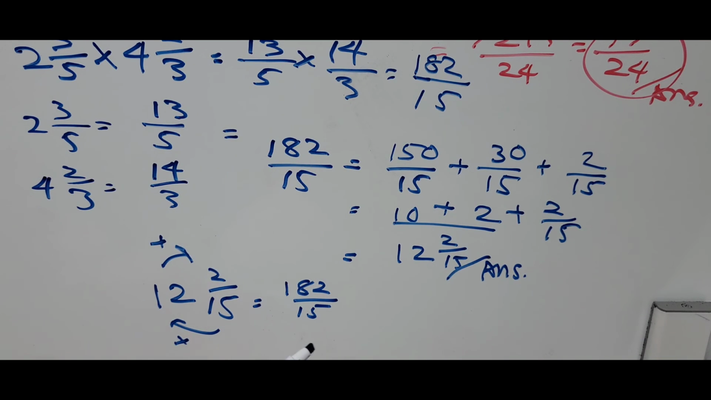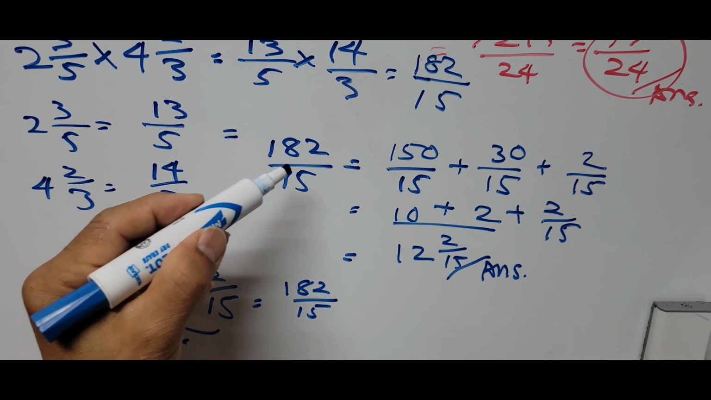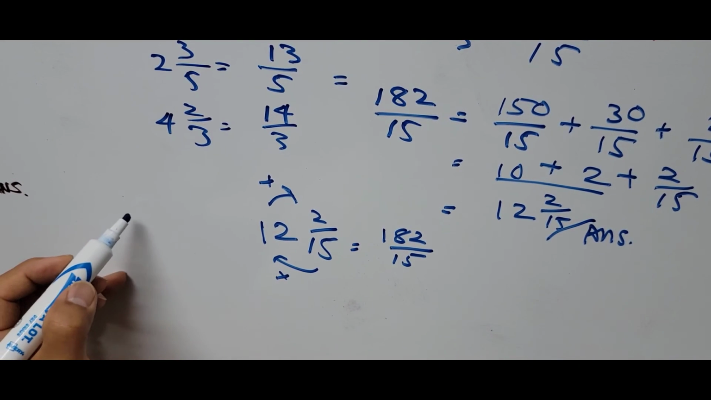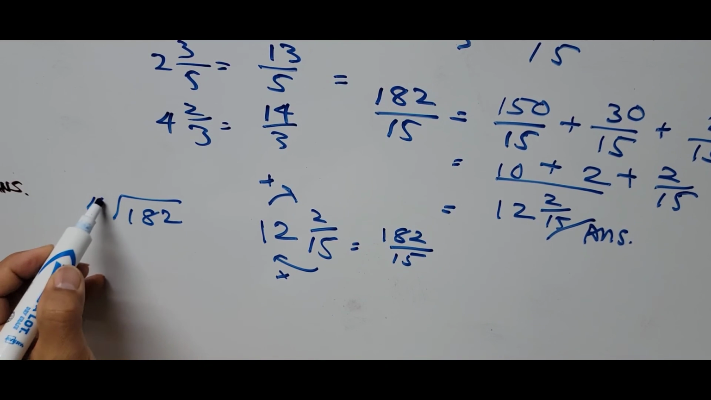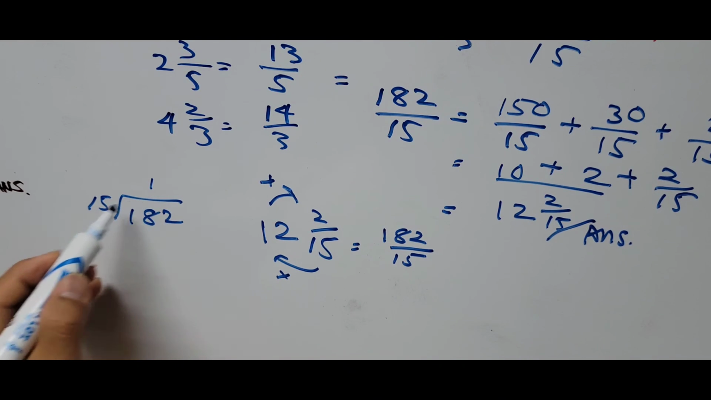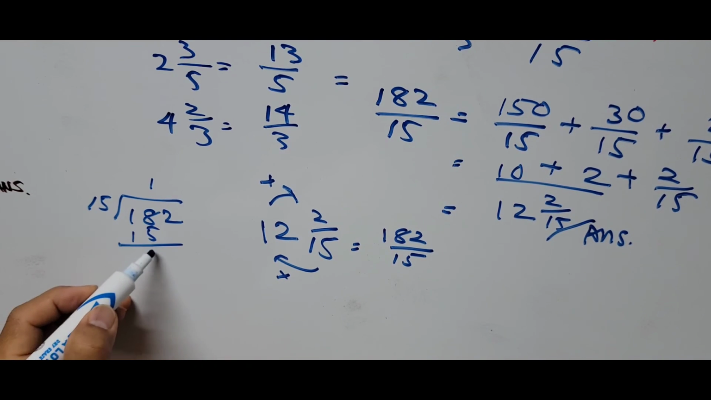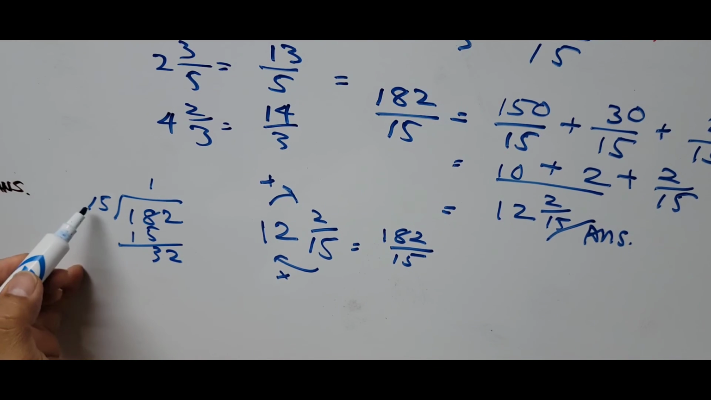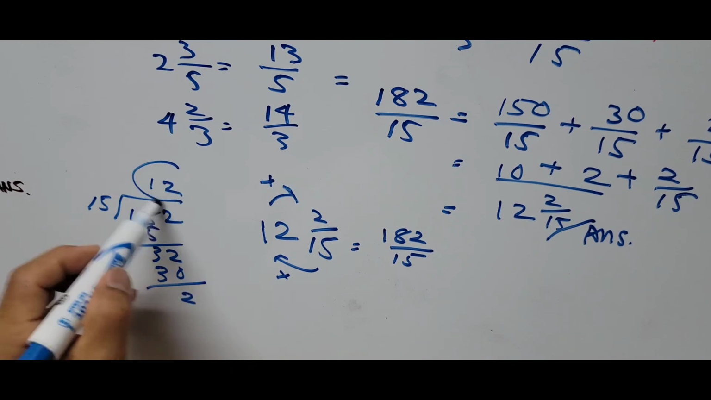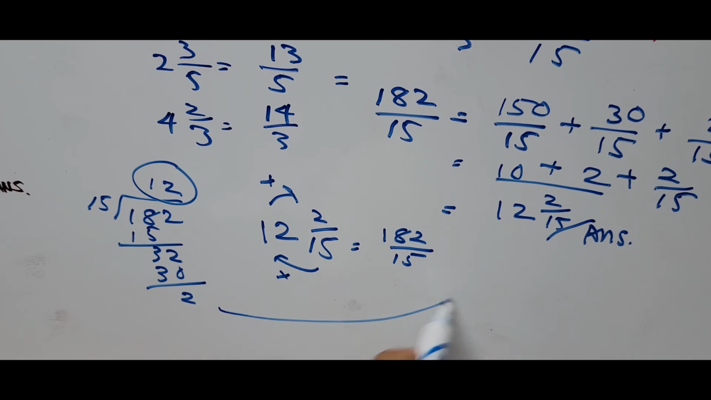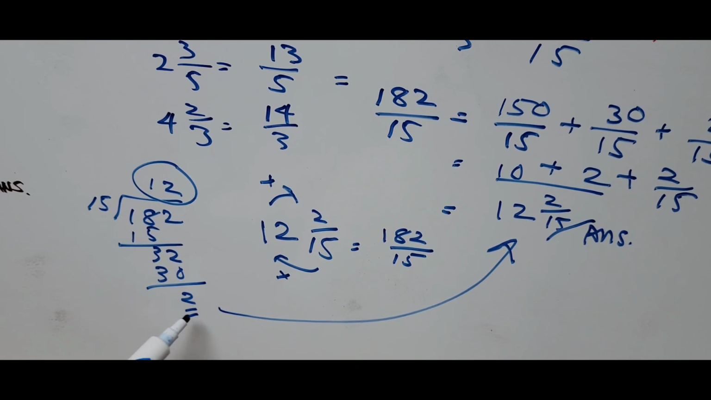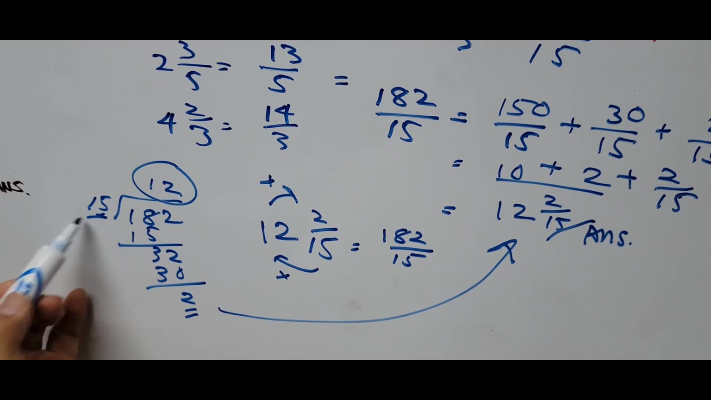The other way to do this is by doing long division, right? 182 divided by 15. So let's do that. So 182 divided by 15. So 18 divided by 15 is 1. 1 times 15 is 15. 18 minus 15 is 3. Bring down 2. 32 divided by 15 is 2. 2 times 15 is 30. Remainder 2. So we come up to the same answer right there. So 12, the whole number, the remainder 2, and our divisor 15.